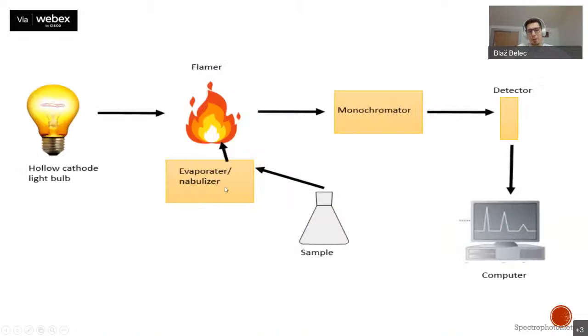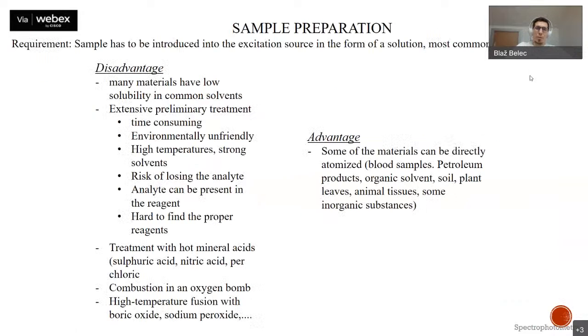This is the sketch of this spectrophotometer. The sample is introduced to the evaporator and then goes to the flame. We have hollow cathode lamps, which produce the light that goes through the flame and to the monochromator. The monochromator can be in front of or behind the flame, and at the end we have the detector and the computer. The requirement, as I said, is that the sample has to be introduced into the excitation source in the form of solutions. This is the most common way, most commonly in aqueous solution.